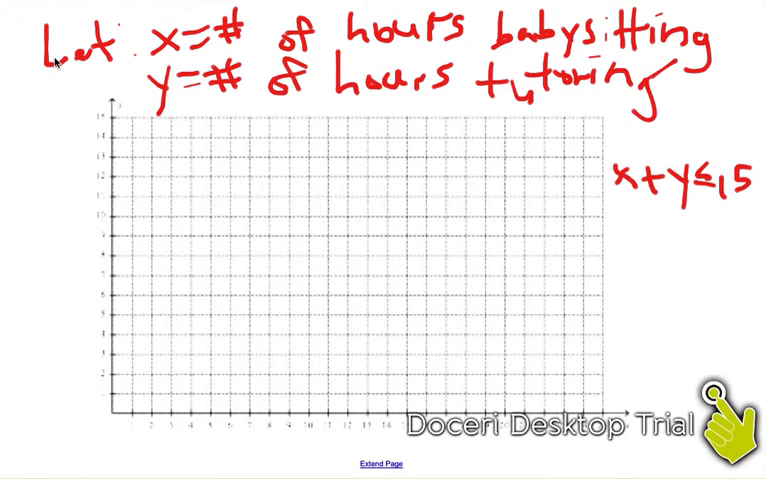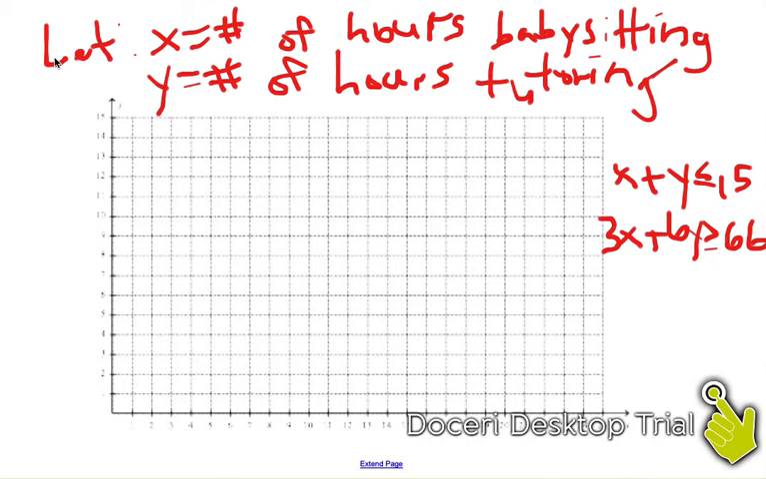The next thing we know is that he needs to make at least $66. He makes $3 per hour babysitting and $6 per hour tutoring. So remember our money problems. If we multiply the number of hours by how much he's earning and combine those things, and he wants to make at least 66, so that's greater than or equal to, here's our system of inequalities.